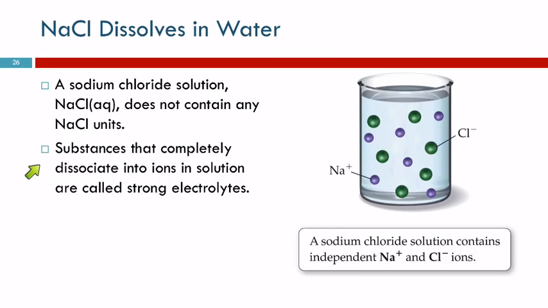So substances like this that dissociate completely into ions, all of them separate into ions, these are called strong electrolytes.